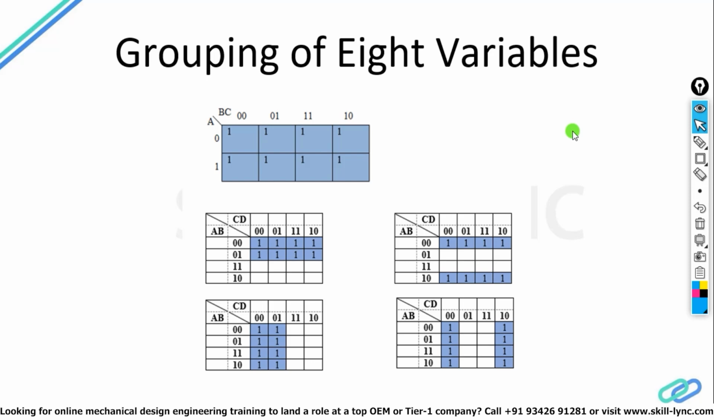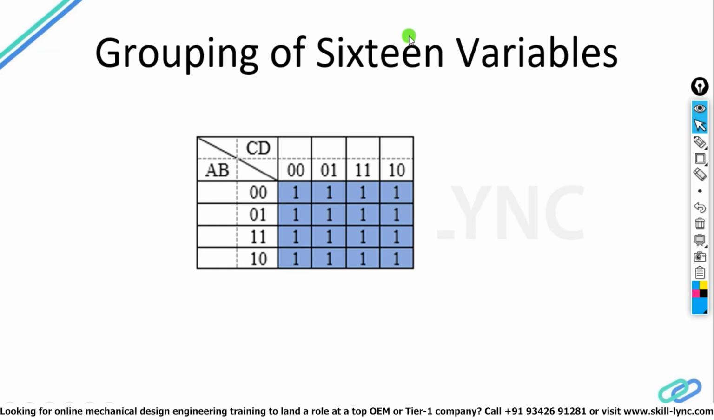And groups will be in terms of 2 to the power n, meaning 2 variables, 4 variables, 8 variables, 16 variables and so on. Okay, so this is the case. Let's move to the next thing. So, grouping of 16 variables. Grouping of 16 variables is also known as hexadeca pair.